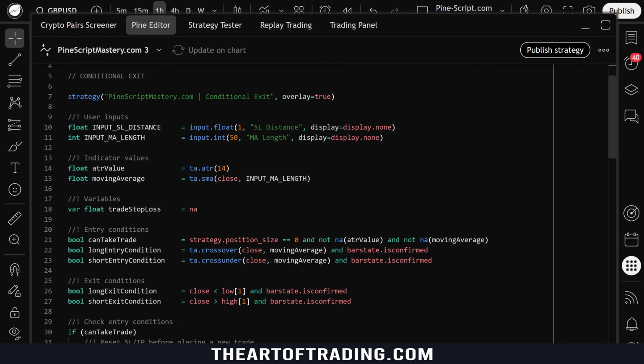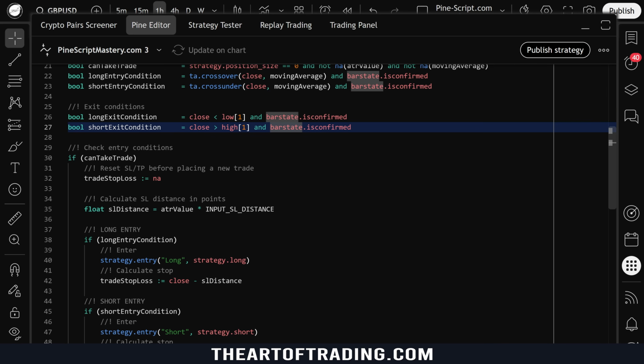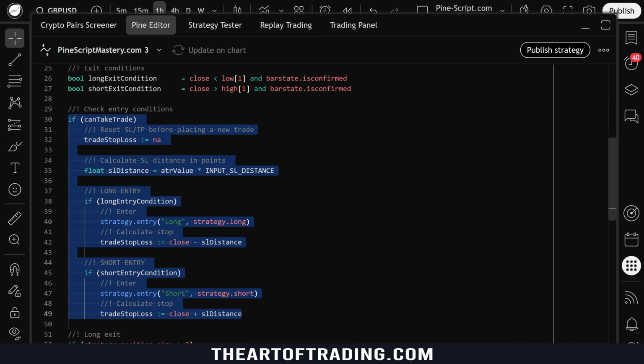Everything is the same as that first example for our entries. However, we now have these exit condition Boolean values here, these true/false values. So as I said, for our long exit condition, if the current bar's close is below the previous bar's low and that bar is confirmed, so it has just closed as a confirmed signal, then our long exit condition will be true. Same for shorts in the opposite direction. If we come down, this code should look familiar. This is our fixed price-based stop loss distance code.